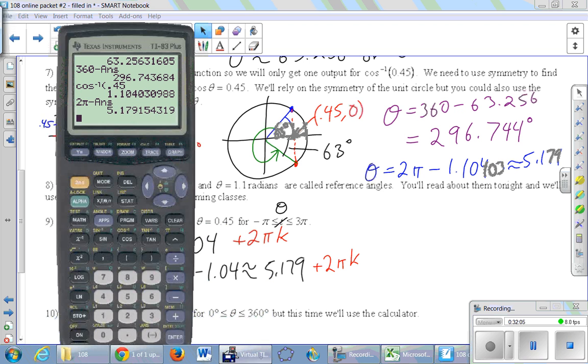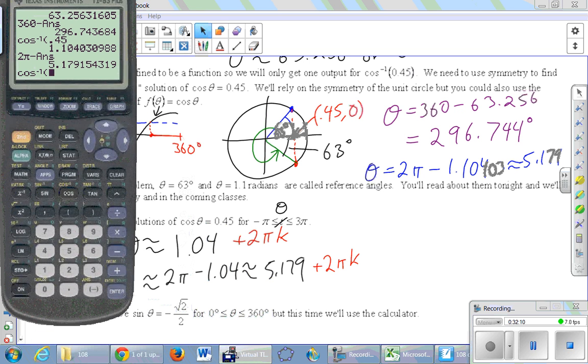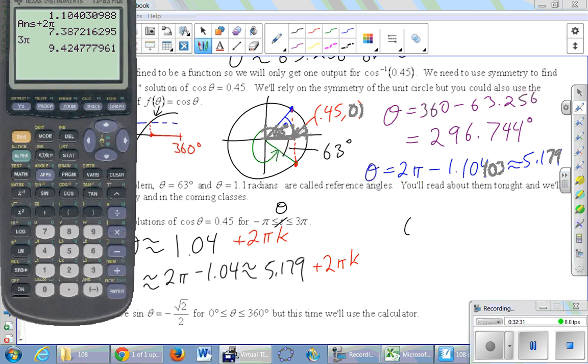So what if we just use our calculator here, and we'll get this 1.104 business up here. So inverse cosine 0.45, it's there. And then I can just add 2 pi times this thing. And that right there is another answer that's smaller than 3 pi. Right, so 7.387 is another winner for us. So theta equals 1.104 plus 2 pi is around 7.387. And that's another angle that works.